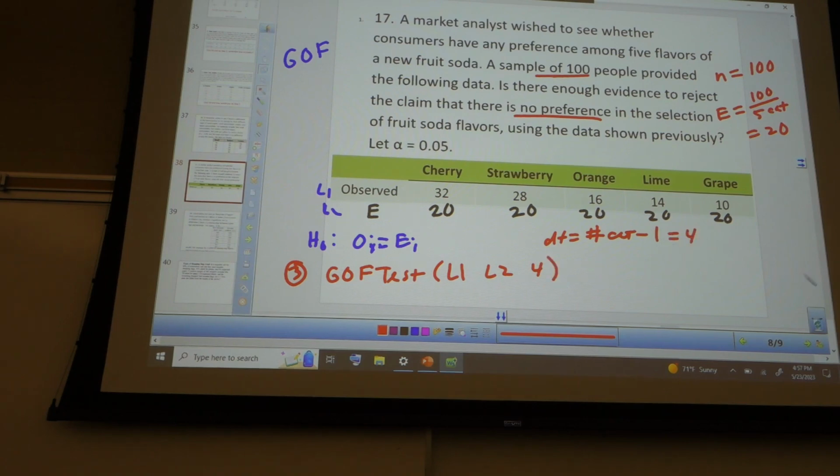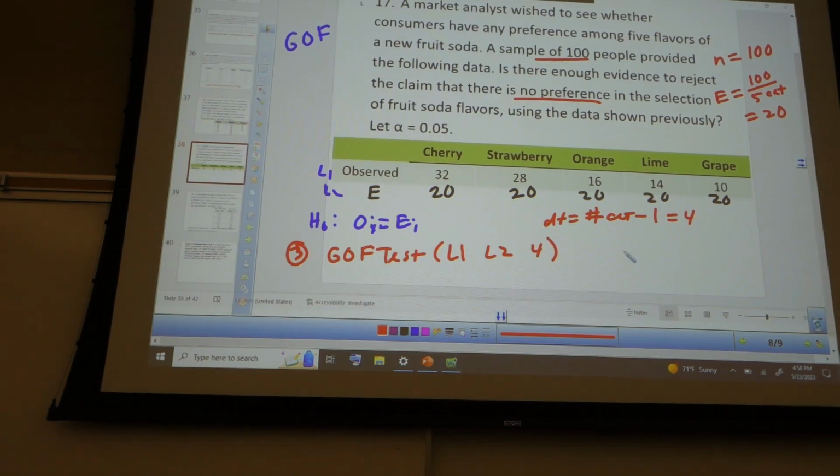Great, thank you. Orion, what did you get for your chi-squared? 18. 18, and your p-value? 0.0012. Good. All right, perfect.